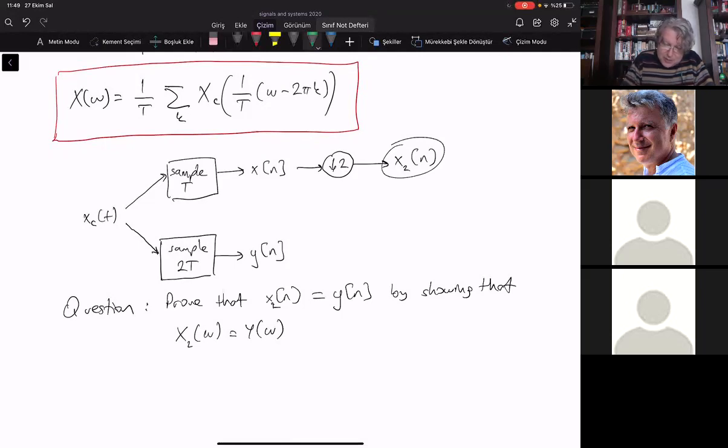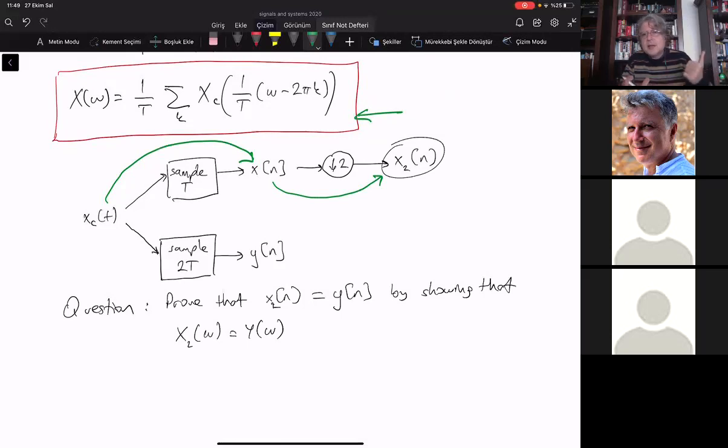For the top branch, you first relate x of n to x sub c of t through the Fourier transform relation that we have. And then you apply the downsampling and you use the downsampling Fourier transform formula in discrete time. You may consult your DSP books. We will also do this. We haven't done this one yet, but this will be done next week.